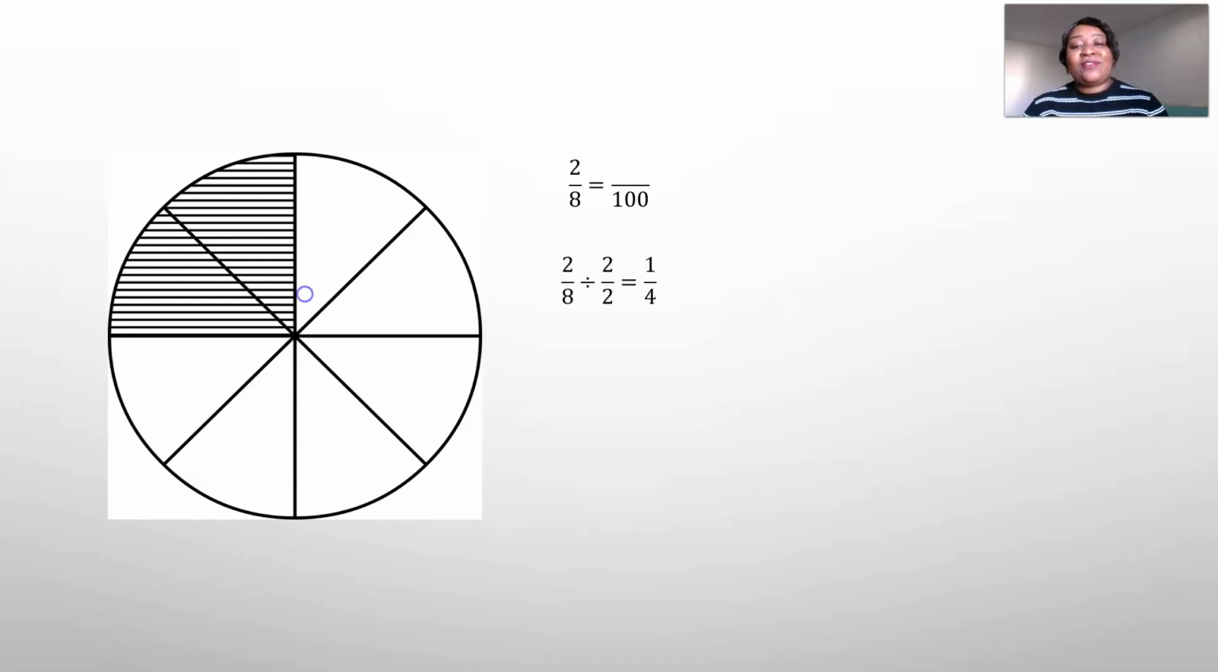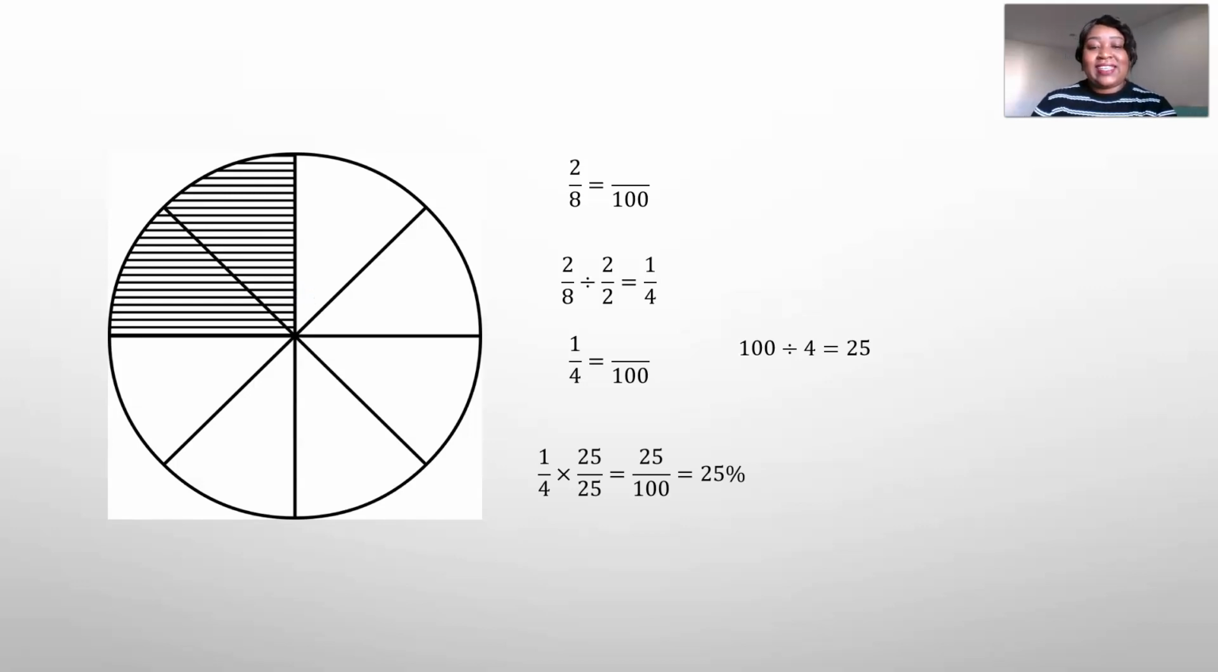Let's divide 2 over 8. Divide by 2 over 2, we get 1 over 4. It's that simple, right? So 2 over 8 divided by 2 over 2, we get 1 over 4. And then now I can change 1 over 4 to 100. I already did that. I know you have to multiply that by what? 25. So 100 divided by 4 is 25. So I can multiply that by 25 and get 25 out of 100, 25%. So you can simply change to a fraction that has a denominator that is easy to change to 100. So you can use division for that.